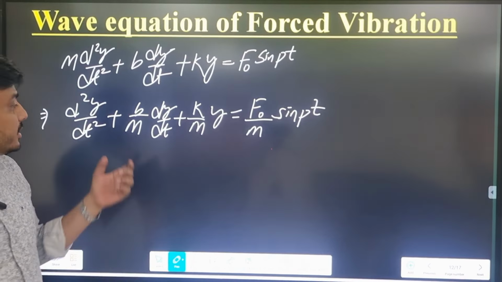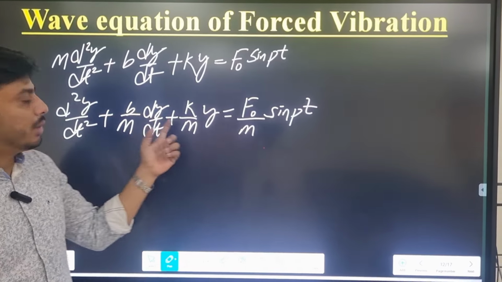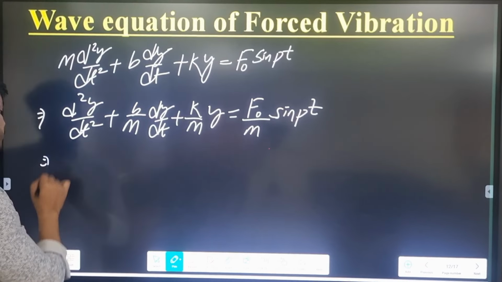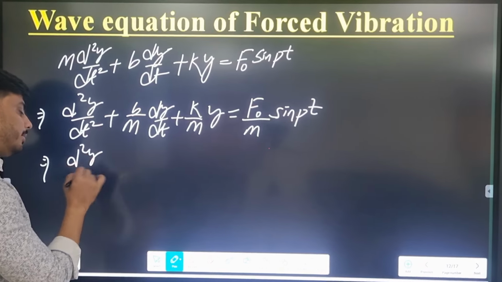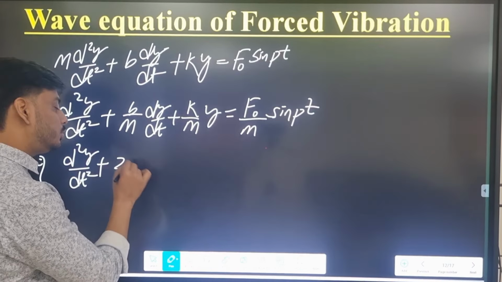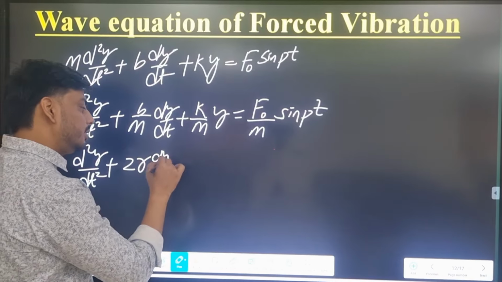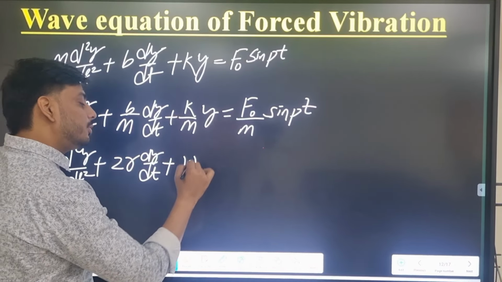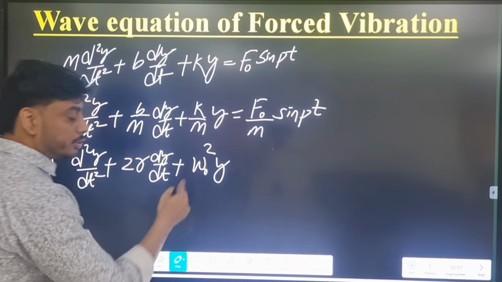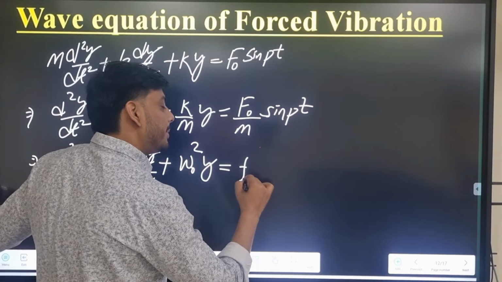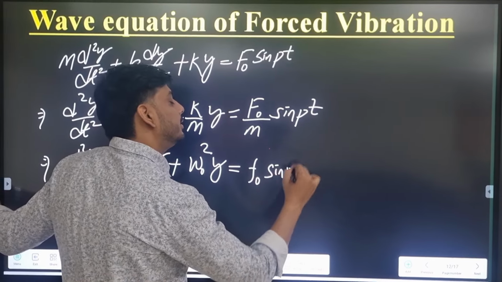Already in the damped vibration case, we know what b by m is and what k by m is. Here we can directly write it down. So the equation will be d square y by dt square plus b by m, which is 2r, the damping coefficient, times dy by dt, plus k by m, which is nothing but omega naught square, the square of the natural frequency of the body, equal to f naught sine pt.